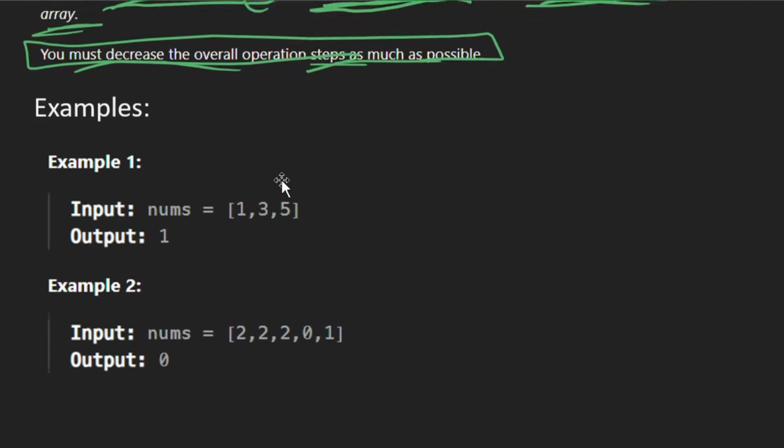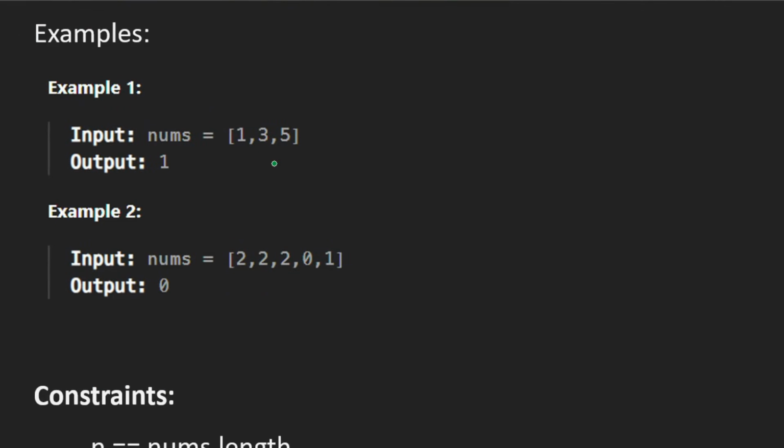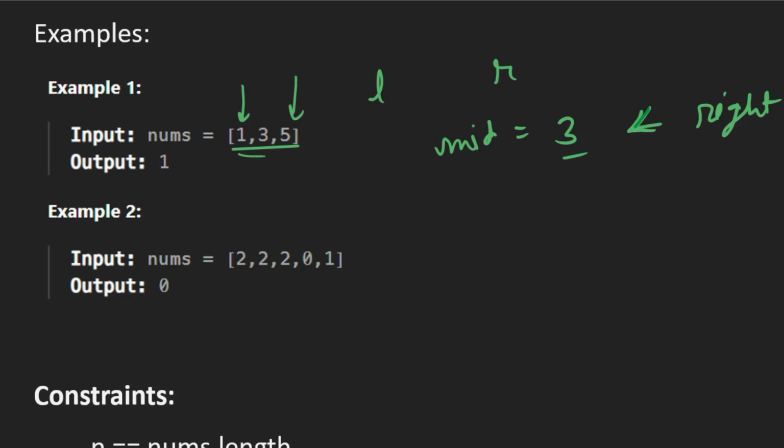So let's see the examples. Here in this example we are given the nums array 1 3 5. We take two pointers, left and right. The left pointer will be pointing here, the right pointer will be pointing here. Then we find the mid element. Here the mid element is 3, and we take the right element, that is 5. Now we compare mid and right element. Here the mid element is lesser than the right element.